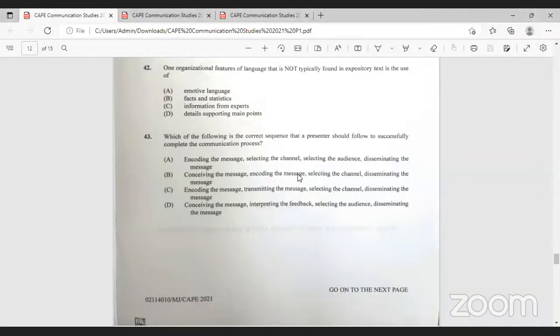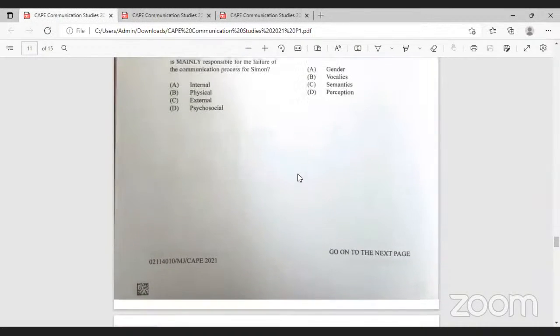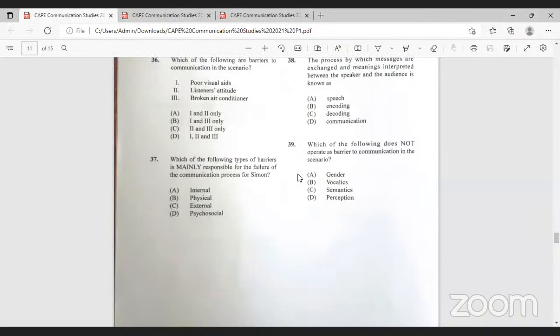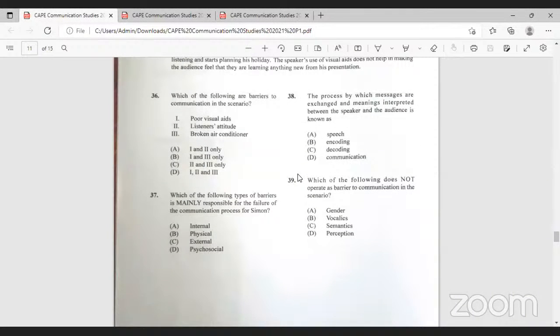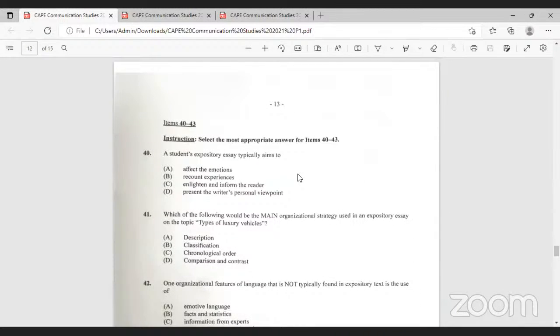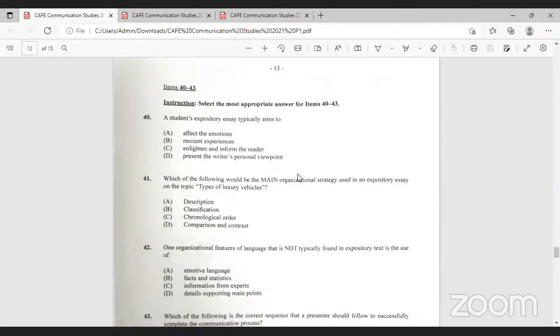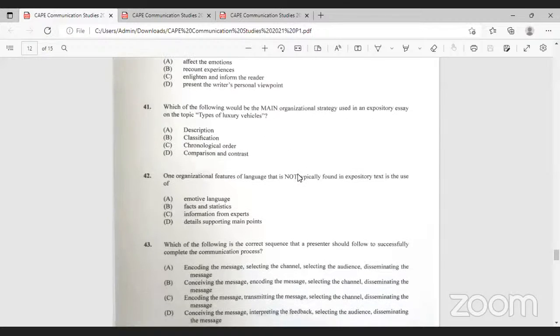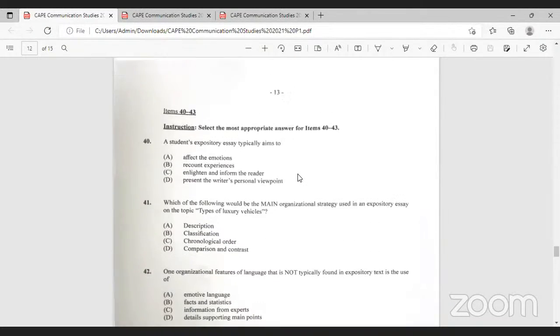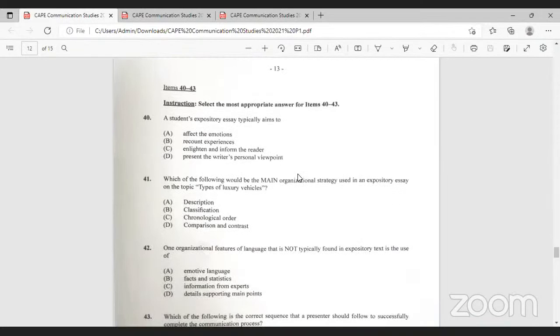Somebody is asking 37 to 40. We're going to go back. 37 is D. 38 is D. 39 is A. So 37 D, 38 D, 39 A. 40 is C, and 41 is B. Right? So 40 is C, 41 B, 42 A, 43 B.